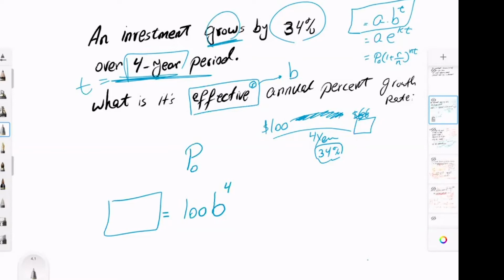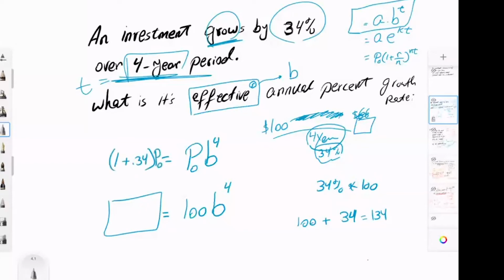So that means 34%. What is 34% of 100? $34. So that means after 4 years, you're going to have your money plus $34. You're going to have $134. So if it's P naught for any initial after 4 years, we're going to have 1 plus 0.34 of P naught. Or here it will be 100.